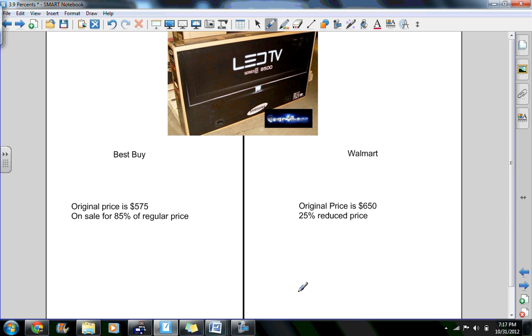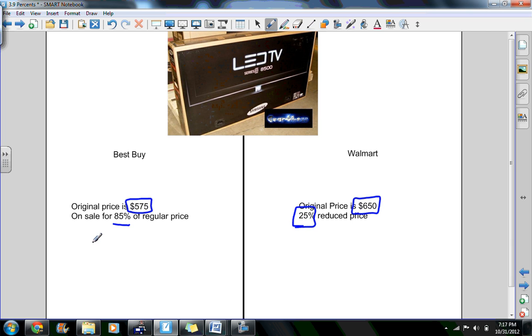Last one, nice little story problem here. You want to buy a brand new TV, a lot like my TV. It's kind of similar to this. I have an LG though, not a Samsung. Best Buy has the original price at $575, and it's on sale for 85% of the regular price. And Walmart, the original price is $650, but it's on a 25% reduced price. I want to see if you can solve this on your own.